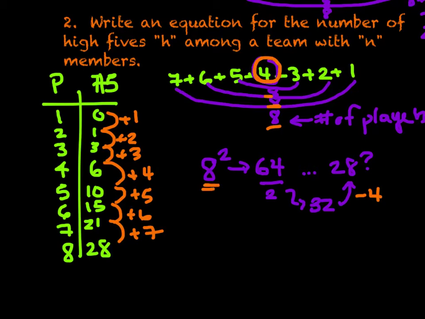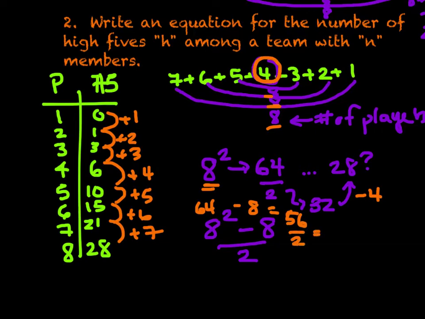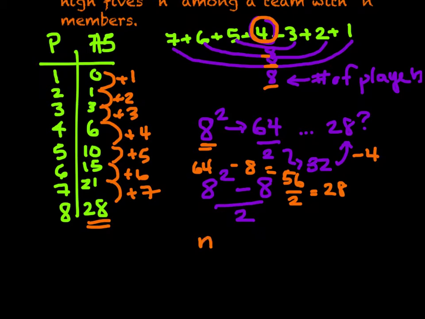What if I had that 8 squared? Well, in all reality, this looks very similar to our equation that we created for triangular numbers. We have 8 squared. We could subtract 8 and divide this entire baby by 2. 8 squared is 64. Subtracting 8 from that would get us 56, and 56 divided by 2 gets me 28, hence my number that I want. So a generalized equation for this particular situation would be n squared minus n divided by 2.